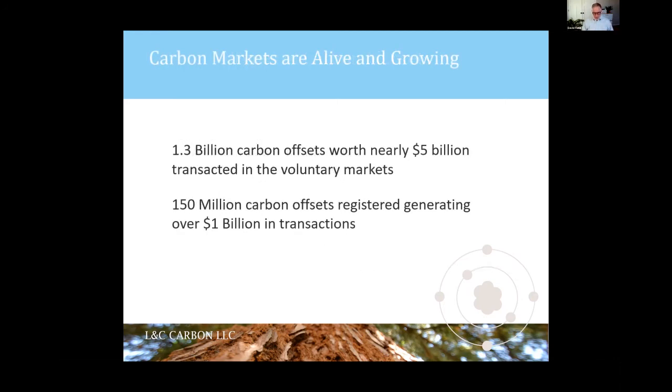I would say there is no question that carbon markets are alive, very active, and they're growing. Just to give you a snapshot, at the end of 2019, about 1.3 billion carbon offsets worth nearly $5 billion were transacted in the voluntary market to date. And then when you look at the California cap and trade program, over 150 million carbon offsets have been registered, generating over $1 billion in transactions. So that market is clearly alive and well.